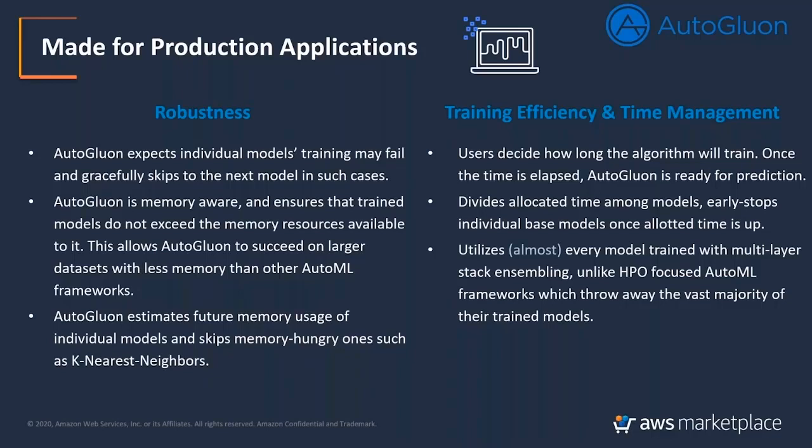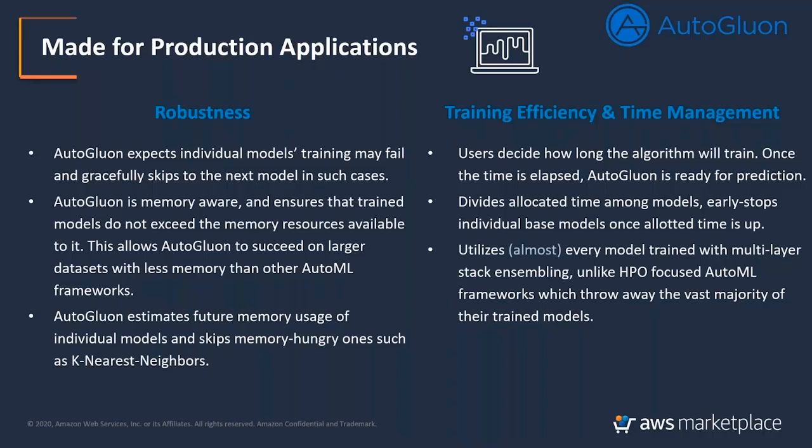So AutoGluon is made for production applications. AutoGluon is used in a variety of areas inside Amazon and outside of it. And AutoGluon expects individual model training may fail and gracefully skips to the next model in such cases. What this means is that so long as one of the models that AutoGluon trains succeeds, it won't crash on you. AutoGluon is memory aware and ensures that trained models do not exceed the memory resources available to it. This allows AutoGluon to scale to much larger data sets with less memory than most other AutoML frameworks.